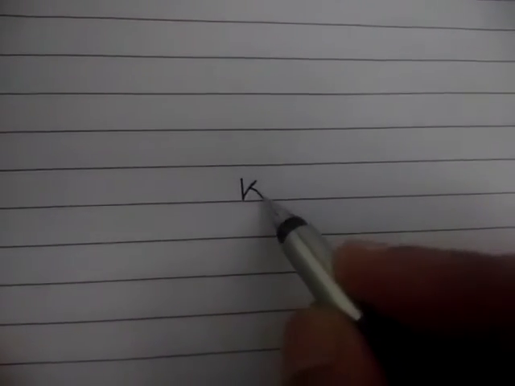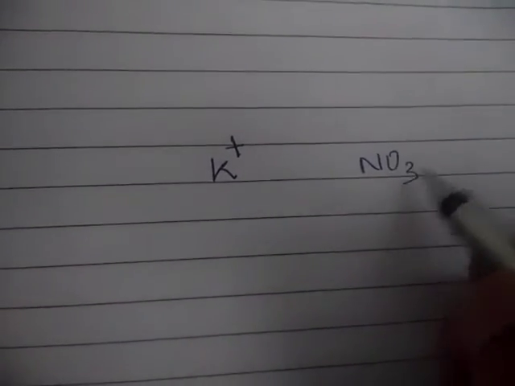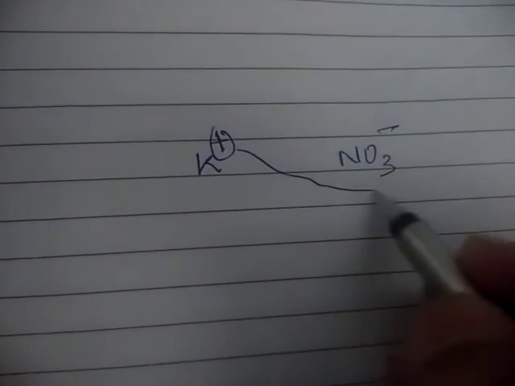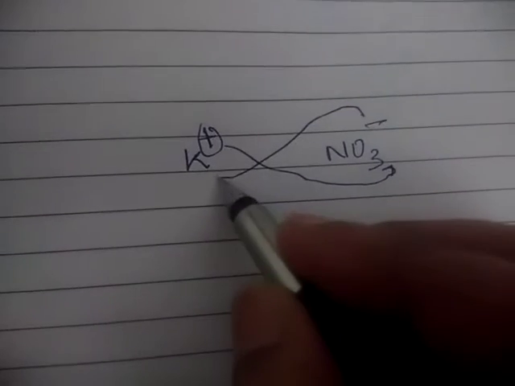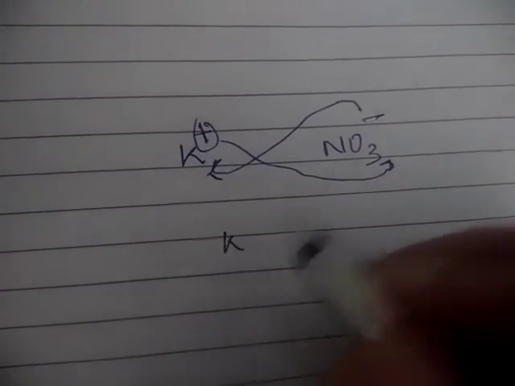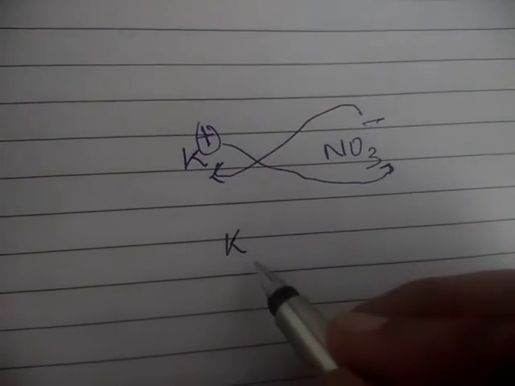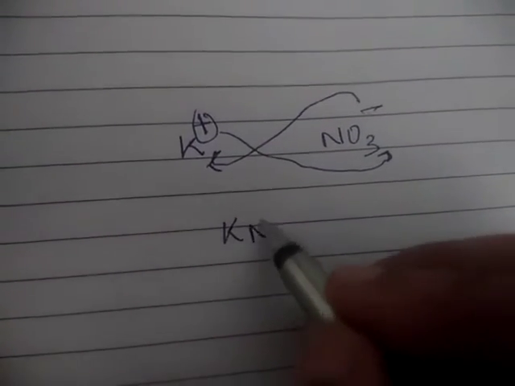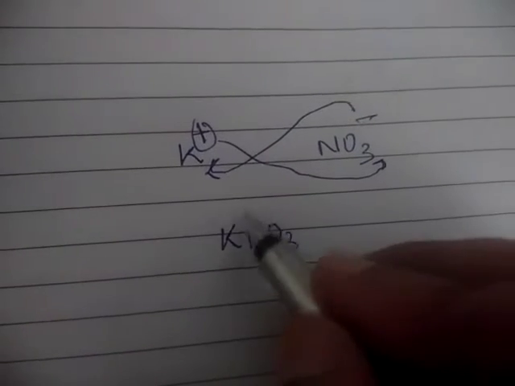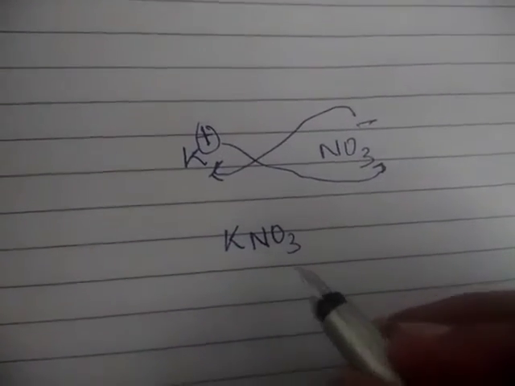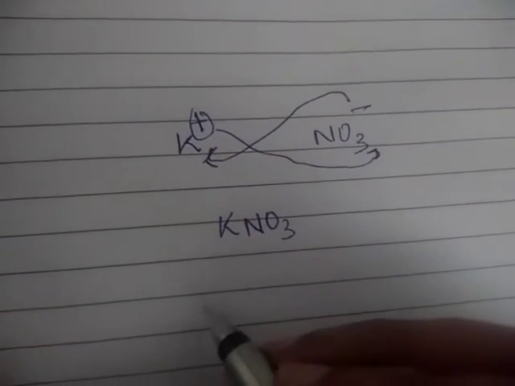For example, I need to make potassium nitrate. You will see that potassium is K plus, the potassium ion, and nitrate ion is NO3 minus. So just bring this number here and this number here. How many minus are there? 1 minus. How many positive are there? 1 positive. So K1, and NO3 is also 1. But in a formula we generally don't show the number 1. So it is KNO3.